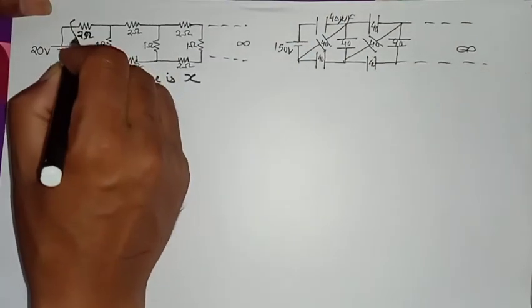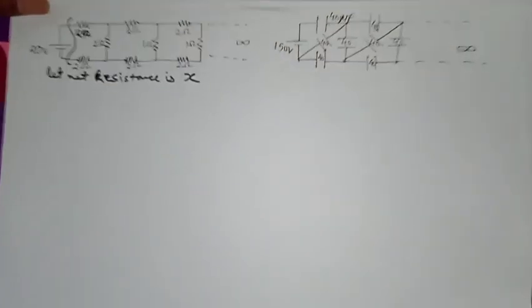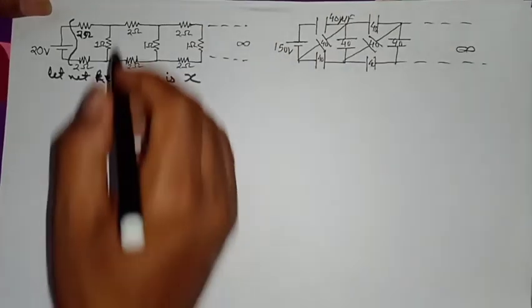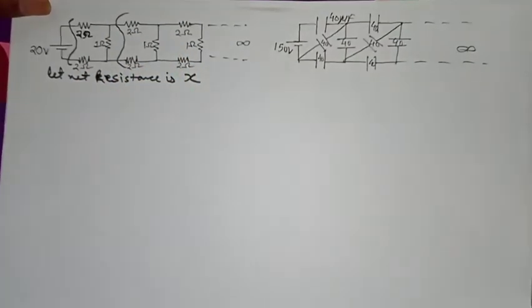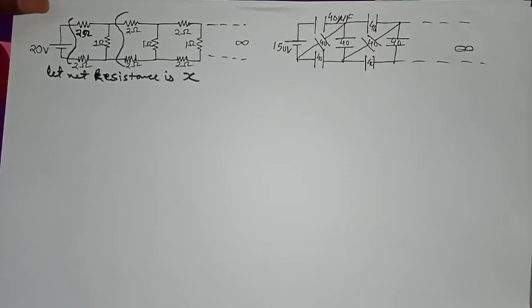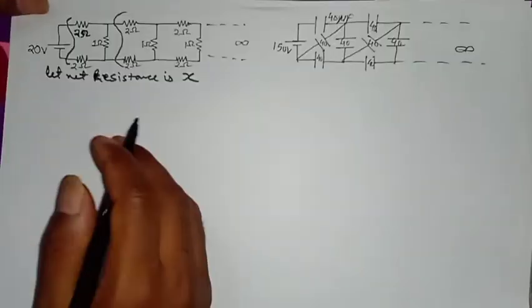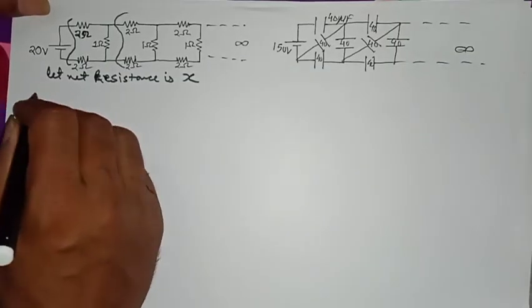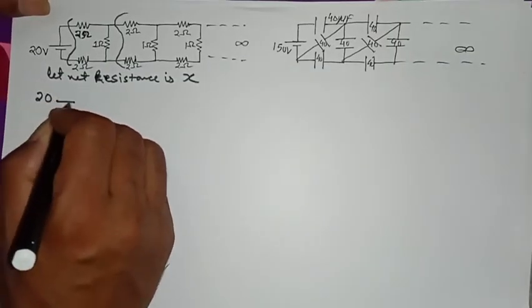If this entire thing has net resistance X, then this entire thing will also have net resistance X, because it is an infinite series. We can take any of its part. Infinite is not completely defined, so we can make use of that limitation of the infinite concept. So I am redrawing this circuit.